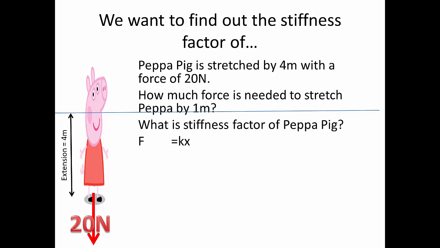F is equal to K times X. Let's put those values in. F is 20 newtons, X is equal to 4 meters. We rearrange. K is equal to F divided by X, which is 20 divided by 4, which is 5 newtons per meter. So the stiffness factor of Peppa Pig is 5 newtons per meter.